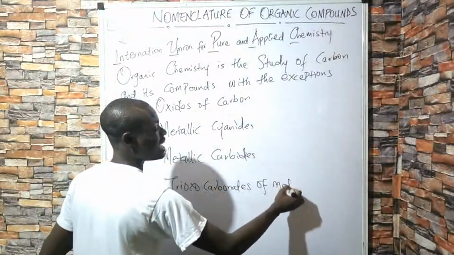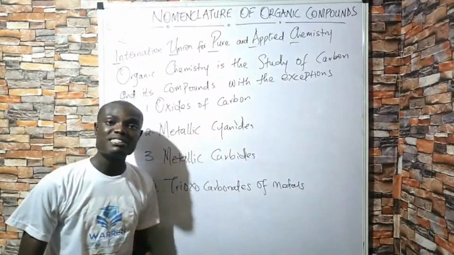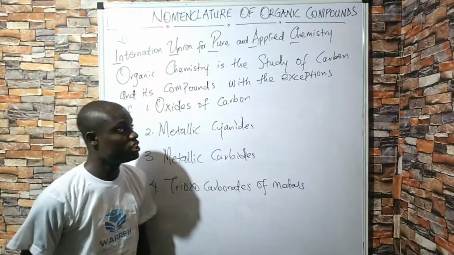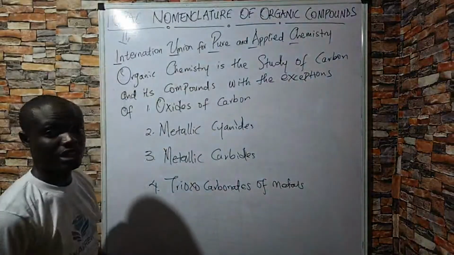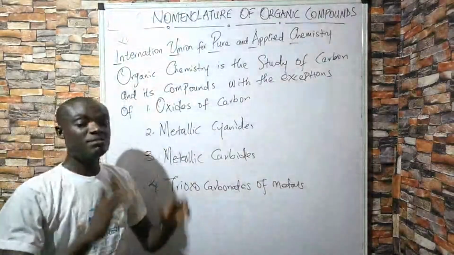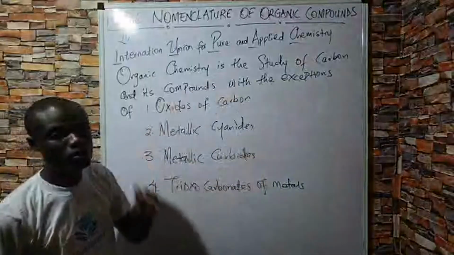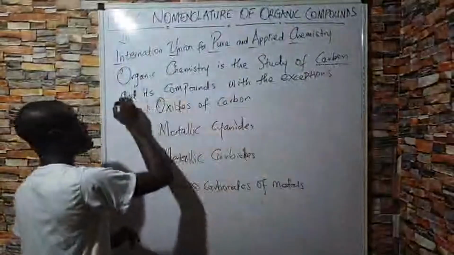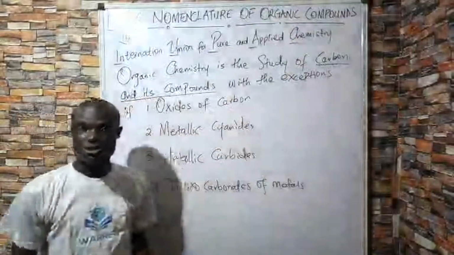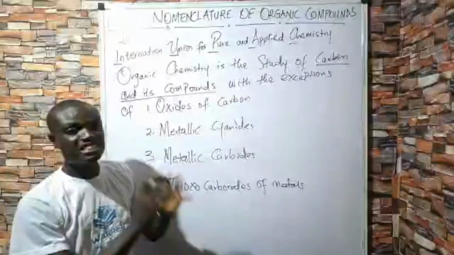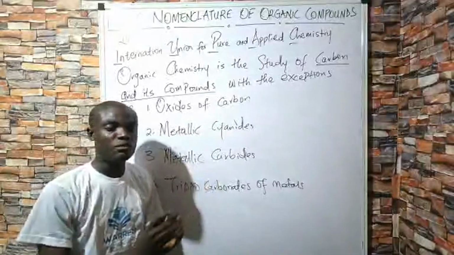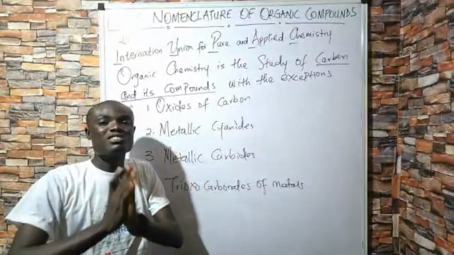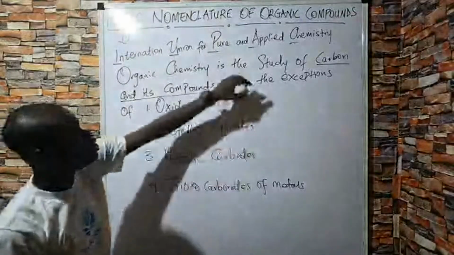Before we look at how to name organic compounds, there are some basic things we want to know. What are these organic compounds actually? That's why we are looking at the definition of organic chemistry: the study of carbon and its compounds. In essence, we are looking at the compounds that carbon can form. There are a lot, which is why a special part of chemistry is dedicated to organic chemistry, because they are so numerous.